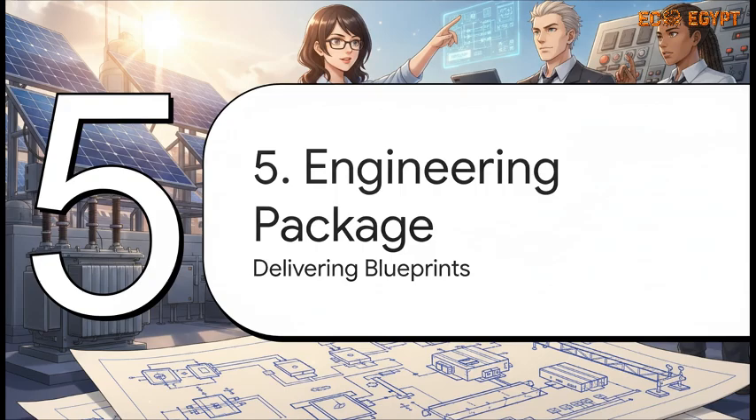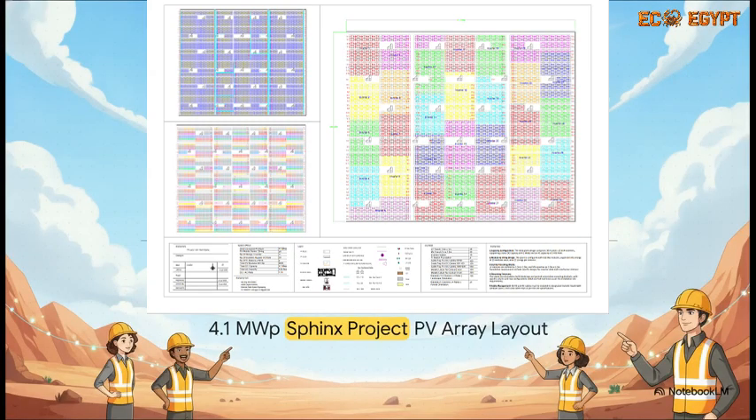Section 5. Delivering the engineering package. All right, so we've run the load profiles, we've sized the modules, the strings, the inverters, the transformers, and we've nailed down the power factor correction. Now we have to translate all of that highly complex math into actionable blueprints. Here is the precisely scaled physical footprint of the Sphinx project's 4.1 megawatt peak array. It essentially translates our string sizing, remember those groups of 20 modules we talked about, directly onto the physical terrain.